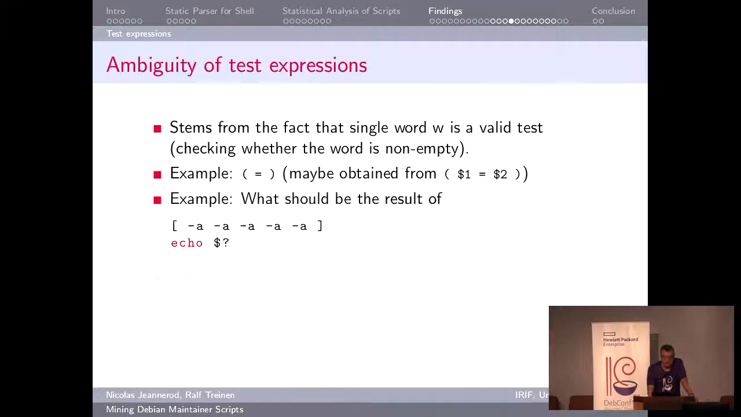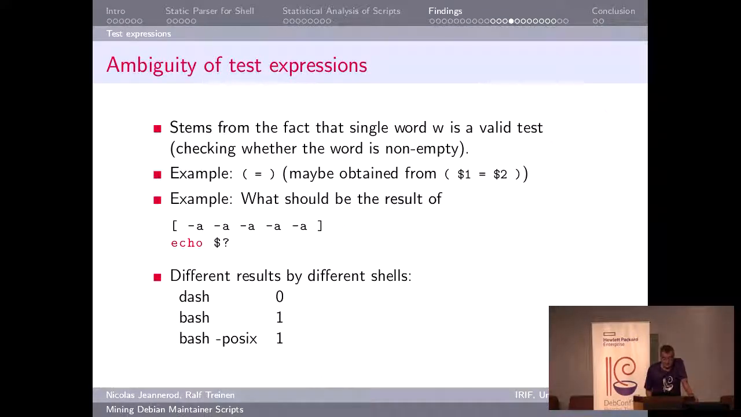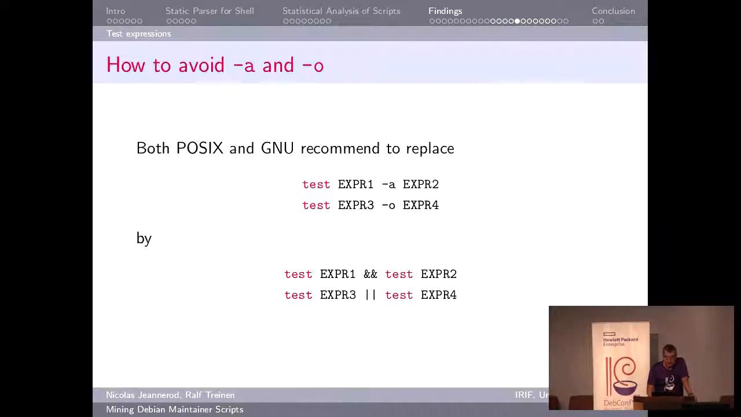And then you can do funny stuff like this. This is in fact a legal test: minus A, minus A, minus A, minus A, minus A. For me, there's only one possible reading, but apparently there are other opinions, because dash says the result of this is 0, and bash, even in POSIX mode, says it's 1. So it's weird again, and maybe this is a good reason why we should not really use this. You can, of course, replace it just by the AND and OR operators of the shell, which is a much safer way to do this.